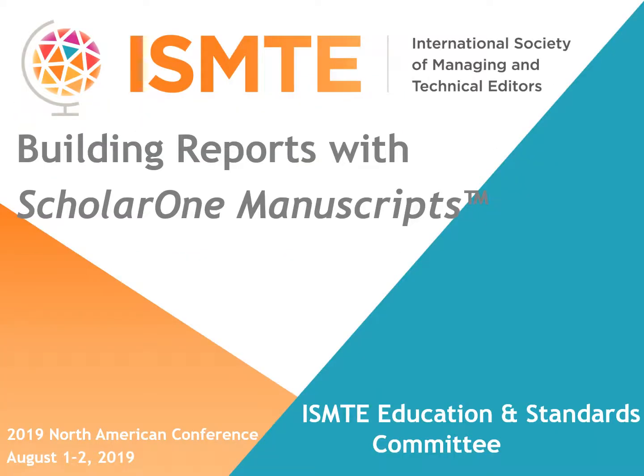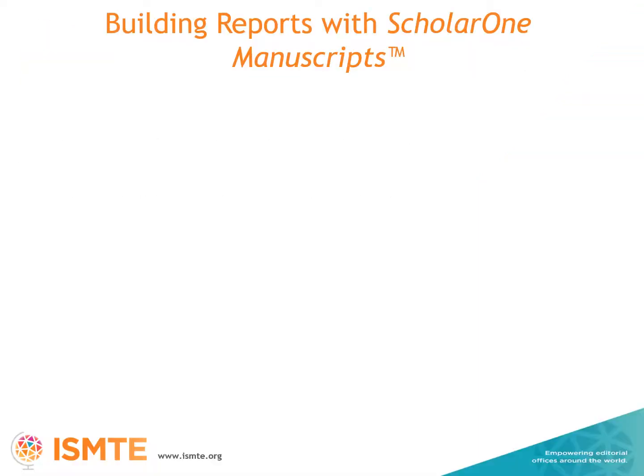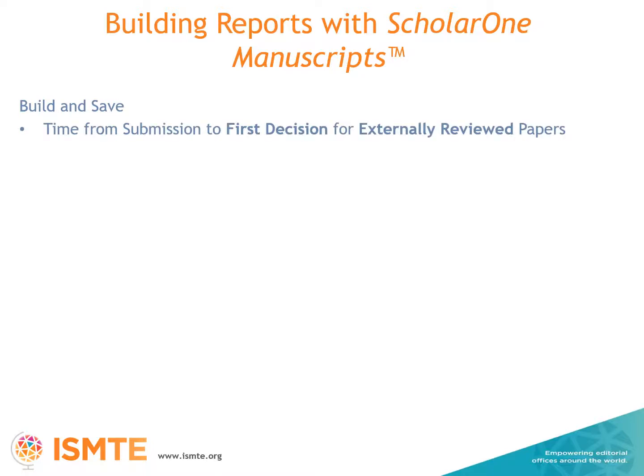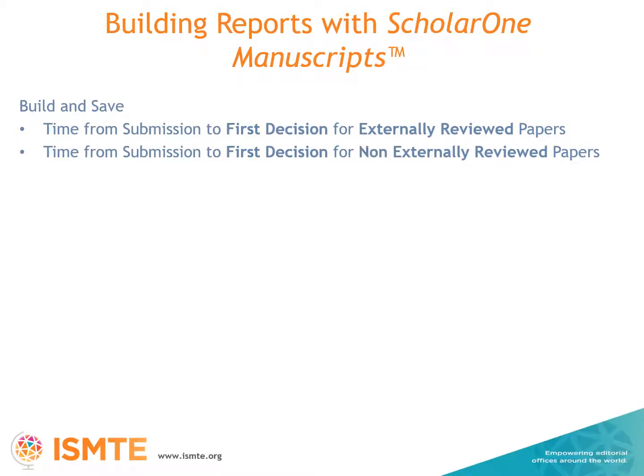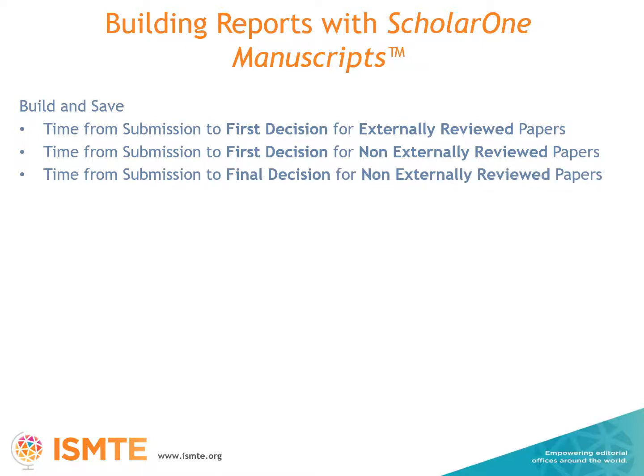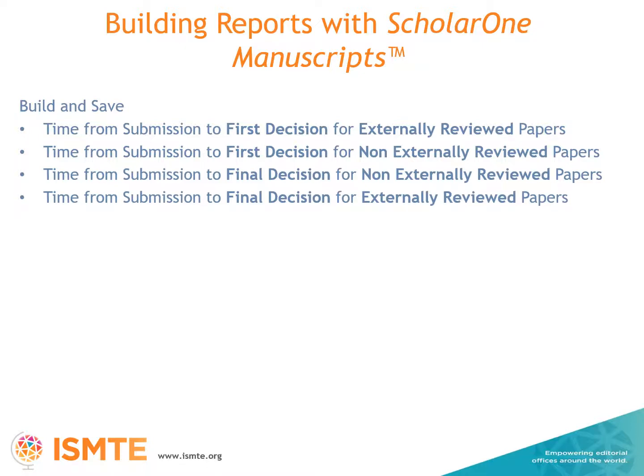Building reports with ScholarOne Manuscripts. We will be looking at how to build and save the following reports: time from submission to first decision for externally reviewed papers, time from submission to first decision for non-externally reviewed papers, time from submission to final decision for non-externally reviewed papers, time from submission to final decision for externally reviewed papers.